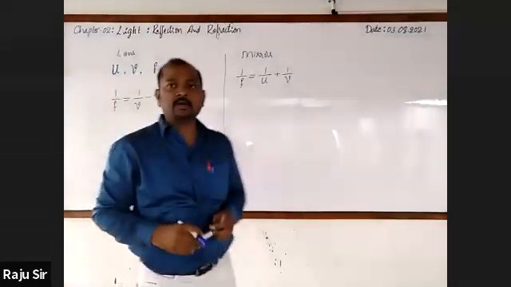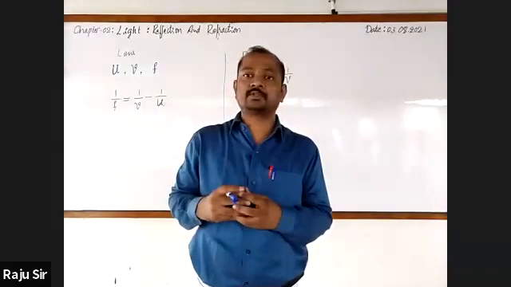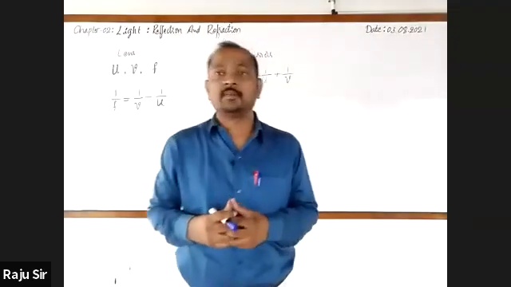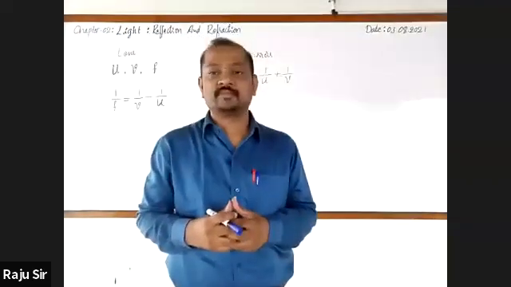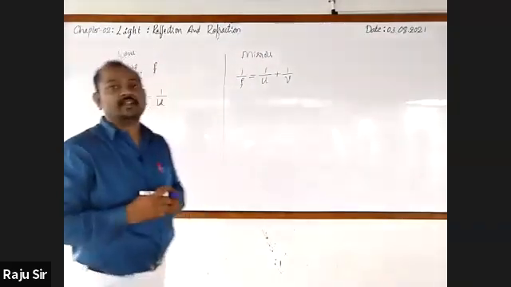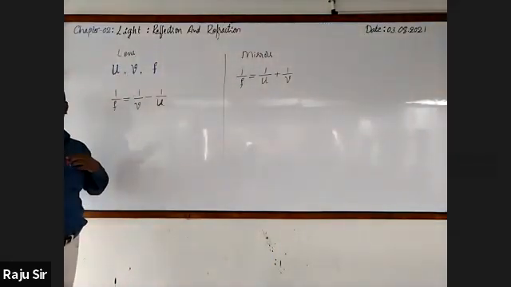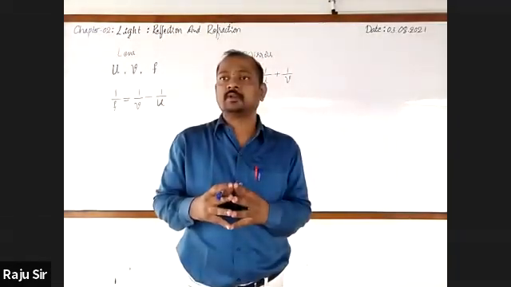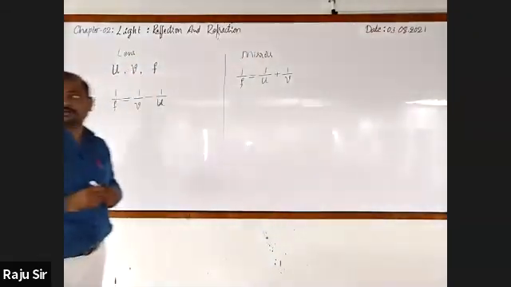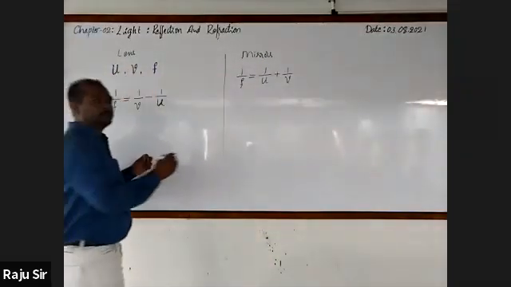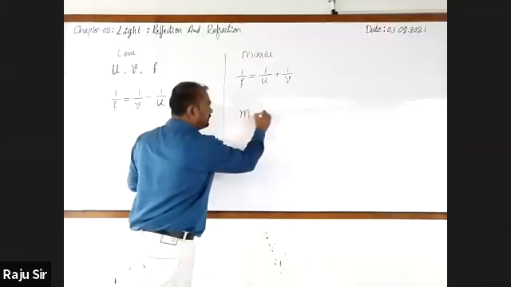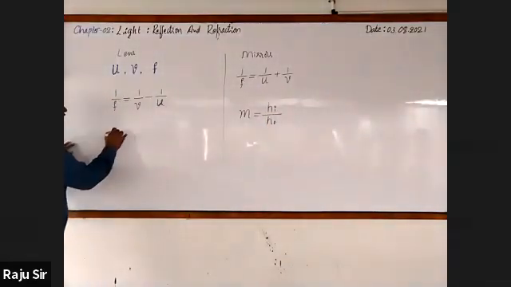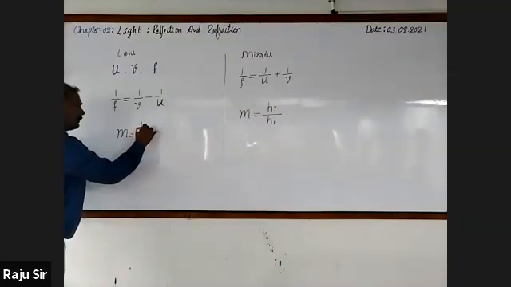Similarly, we have learned how to compare the size of the image to the size of the object. Which scientific term is used to compare the size of the image to the object? It is magnification, right? Magnification is the height of the image by the height of the object, h i by h o.